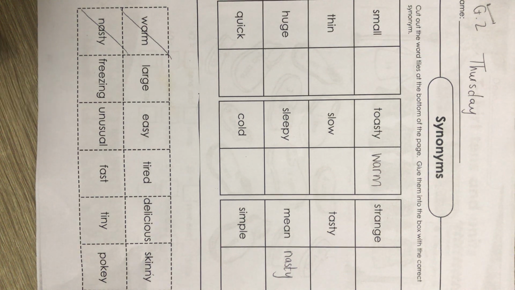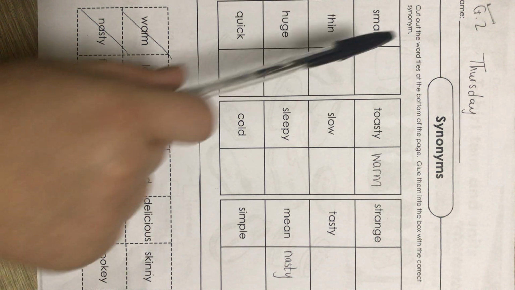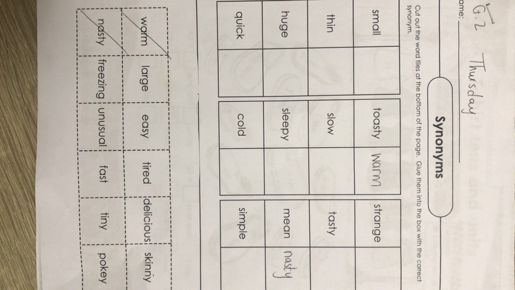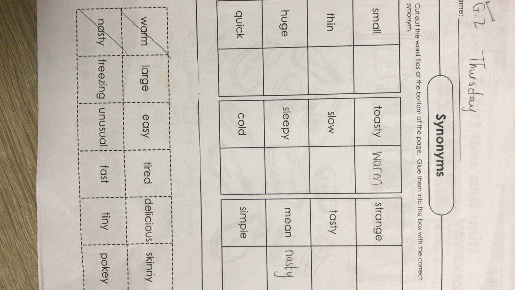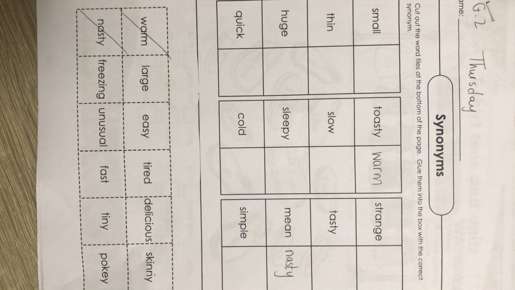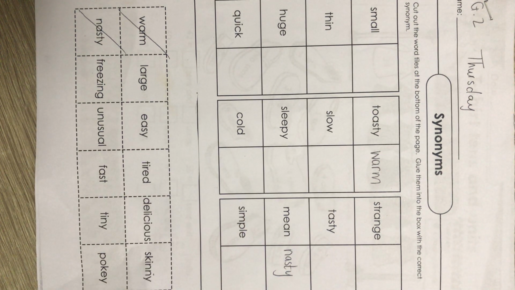Alright, we're moving on to freezing. Cut out the word freezing. Okay. If small and freezing mean the same thing, paste the word next to small. If strange and freezing mean the same thing, paste the word next to strange. If thin and freezing mean the same thing, paste the word next to thin. If slow and freezing mean the same thing, paste the word next to slow.